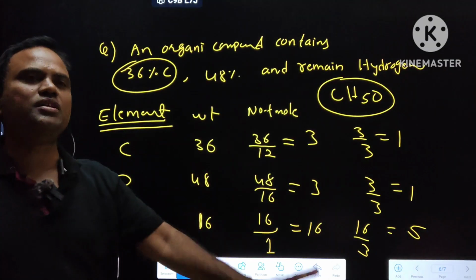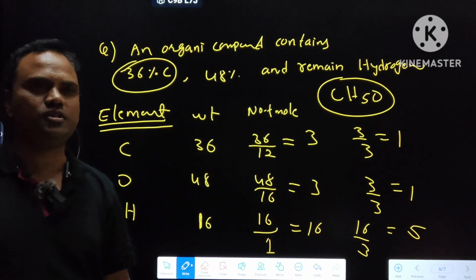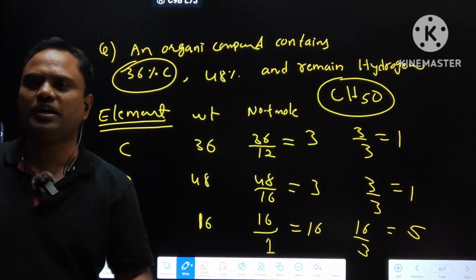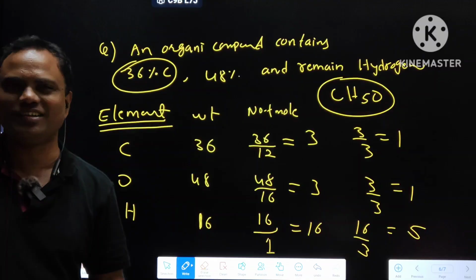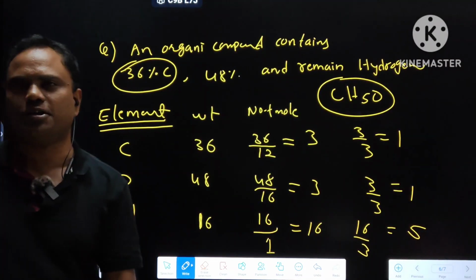In empirical formula questions, they will mention percentages of the elements. Take them as weights directly. Okay, don't multiply. Don't do like this, 36 by 100, 36% means 36 by 100 into 100. Don't do that type of calculation. Take them as weights directly.